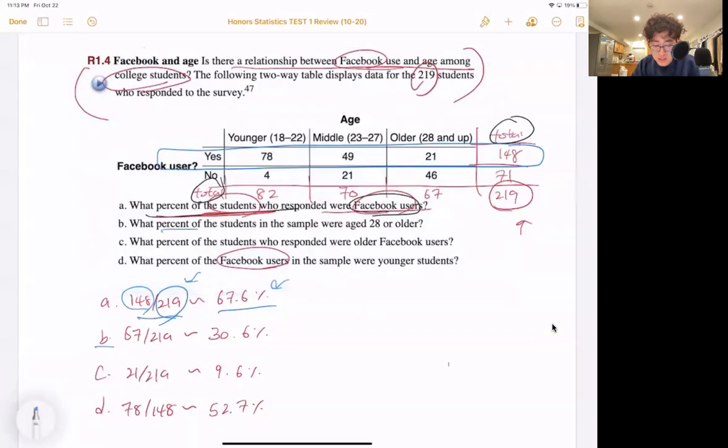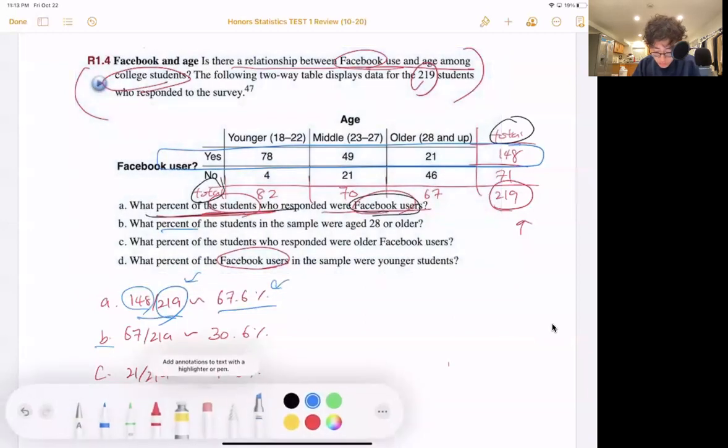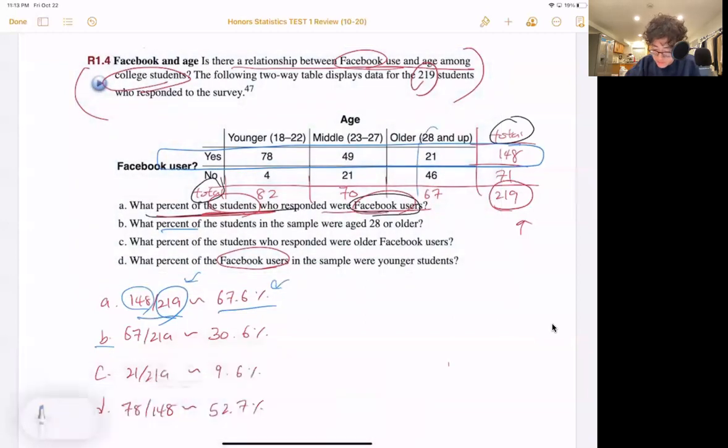For part B, what percent of students are aged 28 or older? 28 or older is this column right here. 67 out of 219. Nothing too much to go over there. Again, give me the percentages.